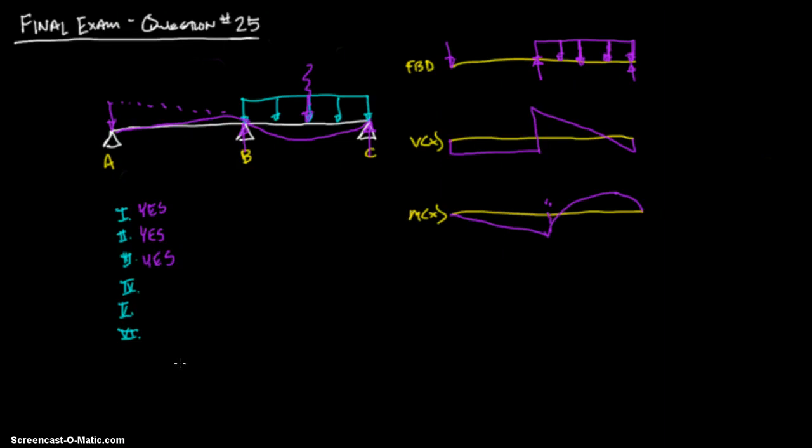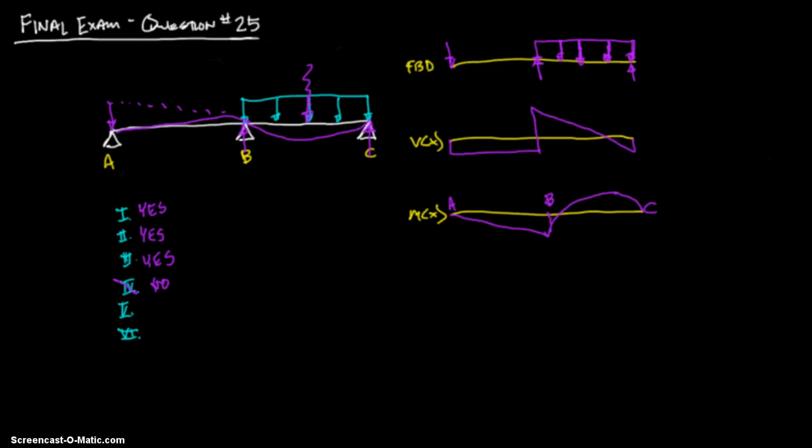Number 4, the moment in span AB changes from positive to negative. Remember this is A, B. No, it's negative all the time. So that's incorrect. No. All right. Go on to 5. The moment in span BC is always negative. No, it's negative. Let's change colors. Looks like it's negative.